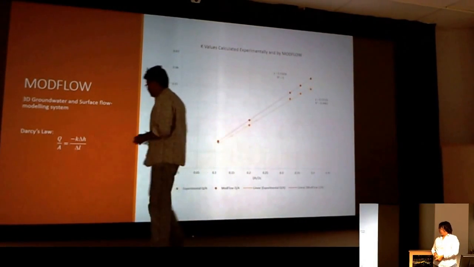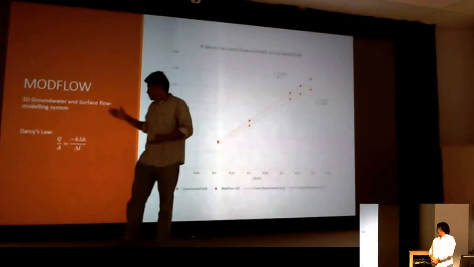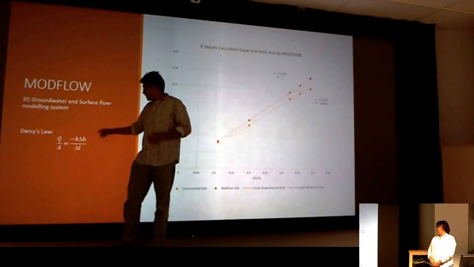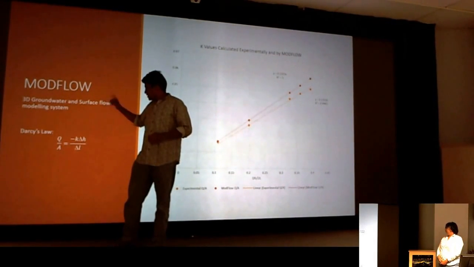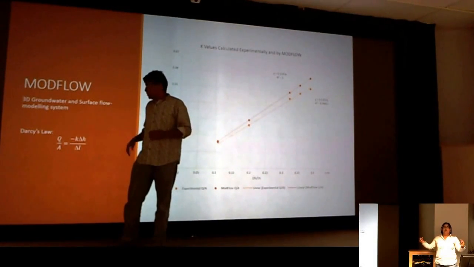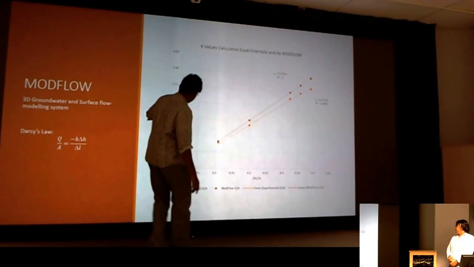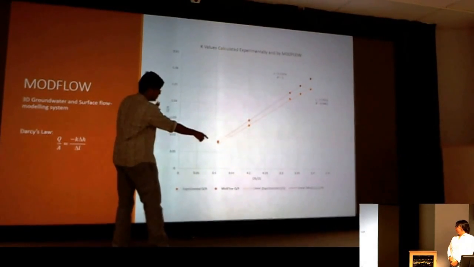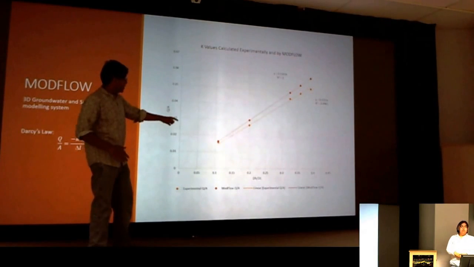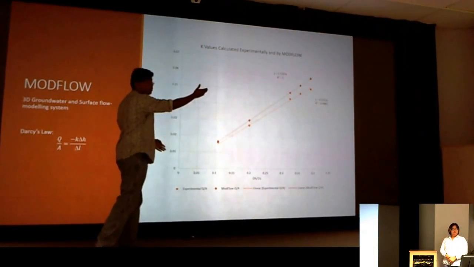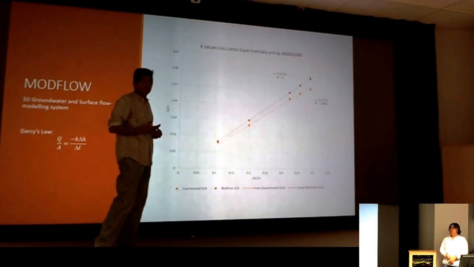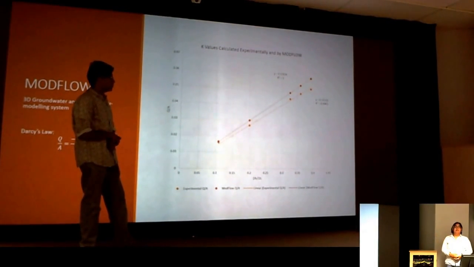Now, what we're trying to find is K, which is the permeability. Darcy's law here is Q over A, which is the rate of flow in a given area, equal to negative K times dH over dL, which is the difference in head over the length of the tube. If we put Q and A on one side and dH over dL on the other, the slope is what we find, and the slope is K. As we can see, the ModFlow model was able to accurately predict what we got in our experiment, and we got pretty consistent results.